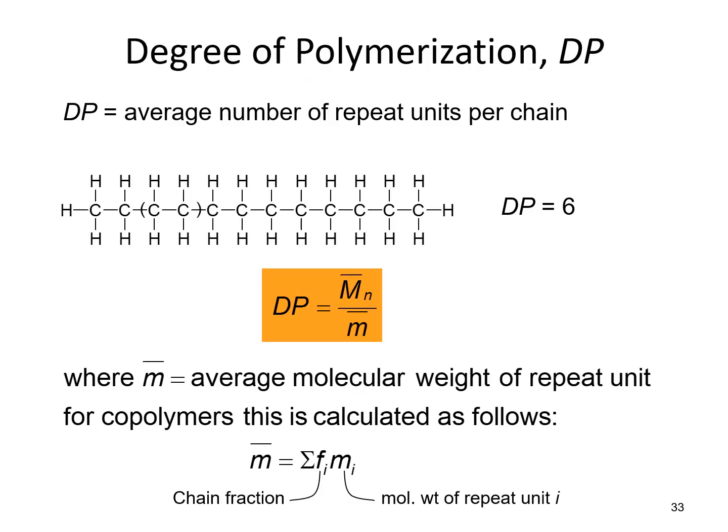Next to that, we can also quantify the degree of polymerization, and it is actually an indication of the average number of repeat units per molecular chain. So, from this example here, the degree of polymerization is 6. And how do you get that? This is based on this formulation here, which is the number average divided by the average molecular weight of the repeat unit, for copolymers, which is calculated as the summation of the chain fractions times the molecular weight of repeat unit i.